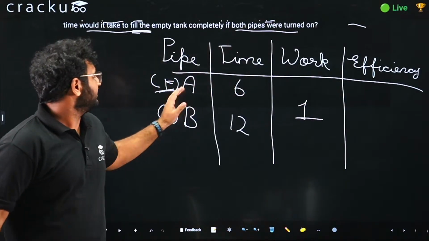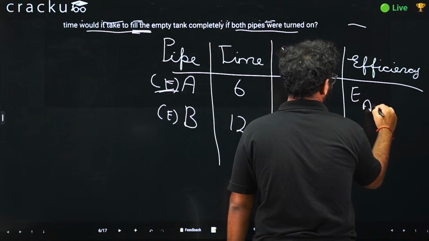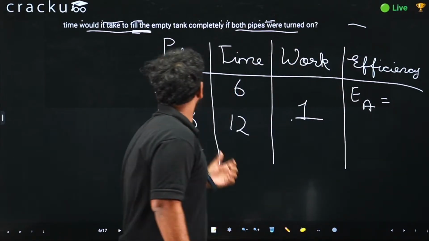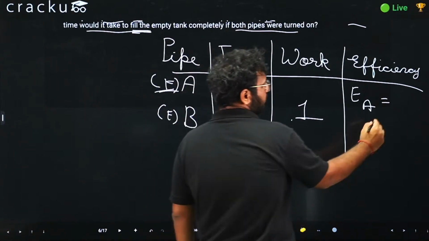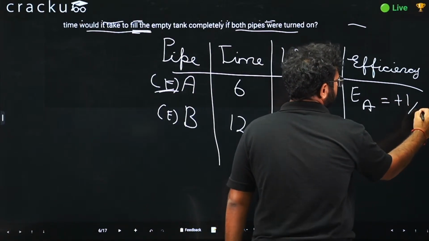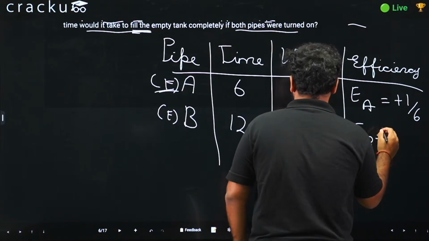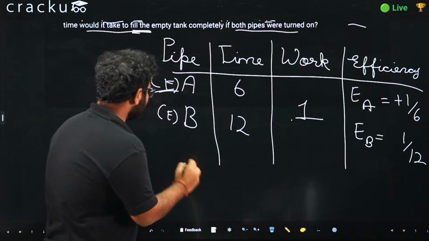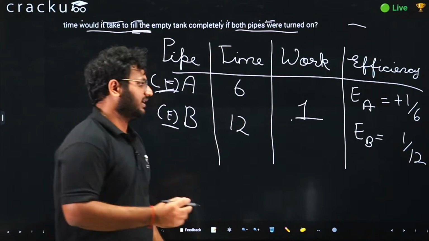Now, efficiency of pipe A would be what? It would be 1 by 6. And it is filling the tank. So filling is what? Positive. So plus 1 by 6. And efficiency of pipe B would be what? Work by time, 1 by 12. But pipe B is doing what? It is emptying the tank. So it would be what? Minus 1 by 12.